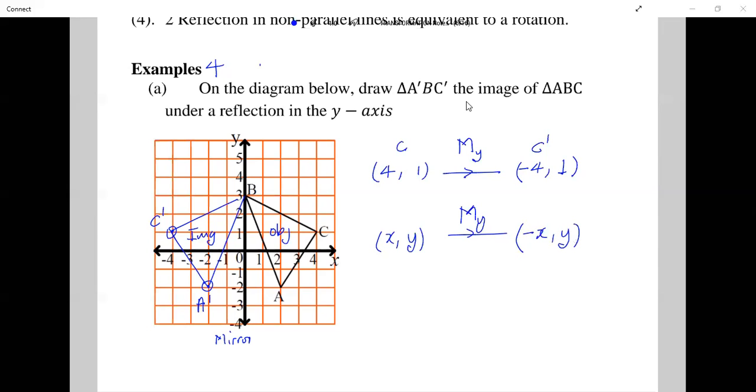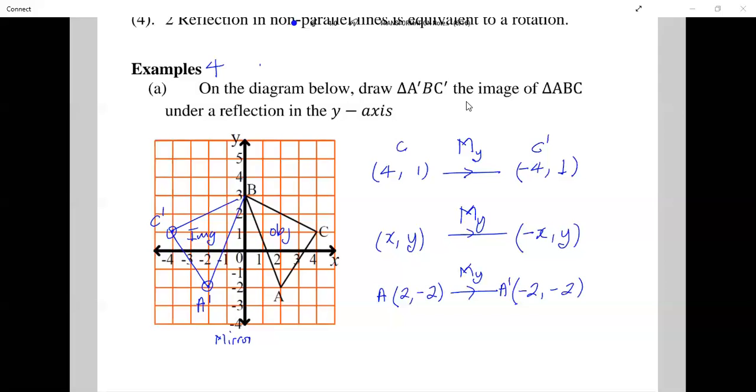So when you reflect a point in the y-axis, the sign of the x-coordinate changes while the y-coordinate remains the same. That is what I want you to notice. You'll also notice it with A, which is the point 2, minus 2, which should become the point minus 2, minus 2. This is A prime. And this is reflection in the y-axis.